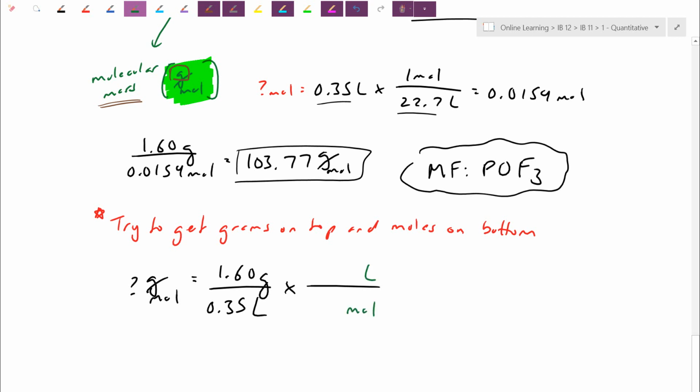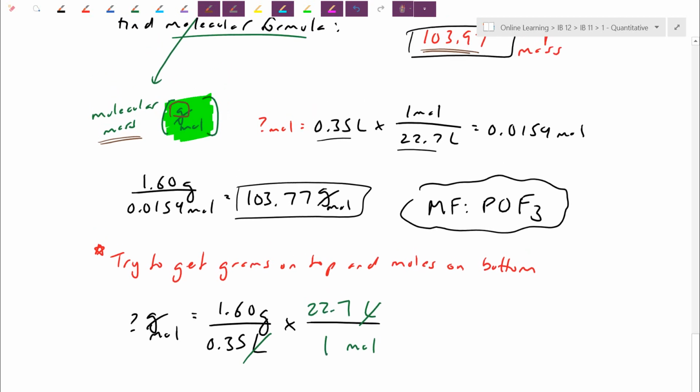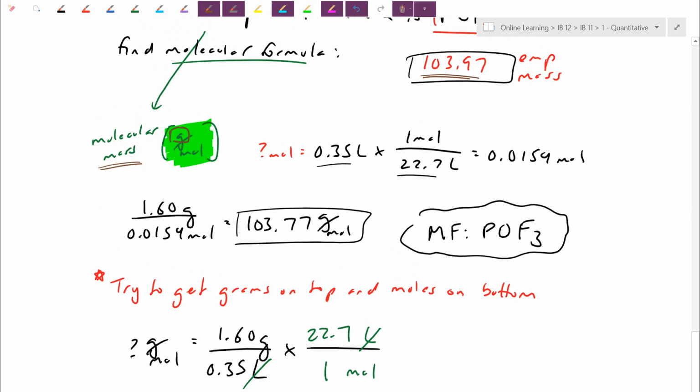I need to pick up a mole. That way the top unit cancels the bottom unit. And here you can actually see 1 mole is 22.7. If you follow through that math there, it does exactly the same thing. What I had done previously is I had done just the 0.35, the divide by 22.7. I had done just this bottom part. And then I did 1.6 divided by this answer. This one here does it all at once.